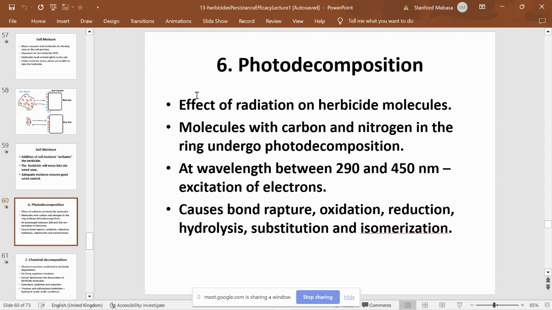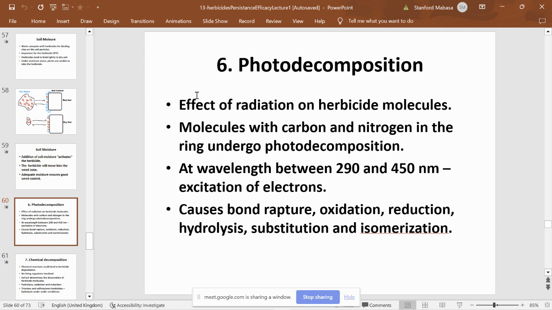Now we move on to photo decomposition. This is the effect of light on herbicide molecules. Now, the herbicide molecules which are affected by light or photo decomposition, they should carry carbon and nitrogen. For example, atrazine is likely to undergo photo decomposition. And the wavelength should be between 290 and 450 nanometers. This can cause excitation of electrons, which will lead to breakdown of these molecules.